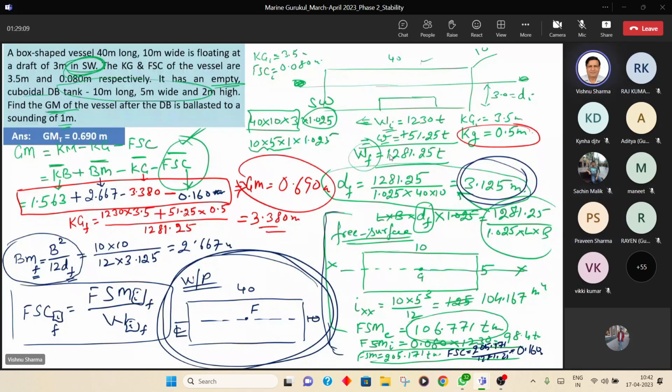Yes, sir. Very good. GM sir 0.681. Beta, there must be a mistake on your side. 0.690, and somebody else has also validated it. See which value is not matching. KB 1.563, BM 2.667, KG 3.380, and FSC 0.16. Maybe I put the wrong values in the calculator. Yes, somewhere you have put wrong values.